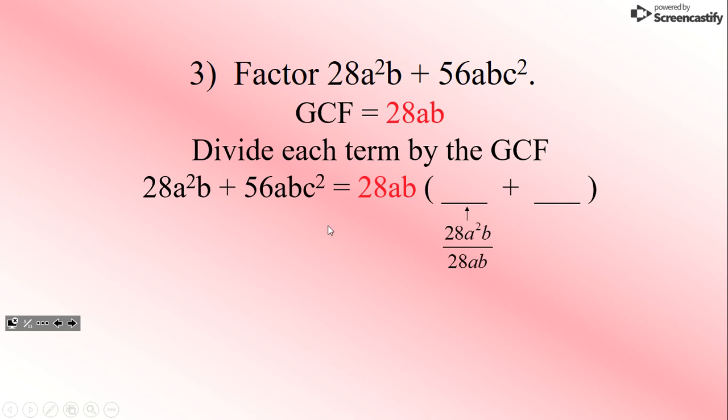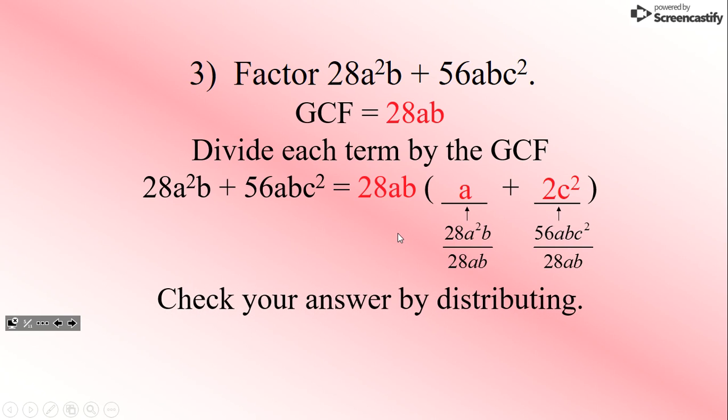And you do it one at a time. You've got 28a squared b divided by 28ab. 28 divided by 28 cancels out. A squared divided by a is a, and the b's cancel out. So all we got left is an a here. And then we'll take this term and divide it by our greatest common factor. So we've got 56abc squared divided by 28ab. 56 divided by 28 is 2. The a's cancel out, the b's cancel out, and the c squared, technically divided by 1, is c squared. So we got 2c squared.